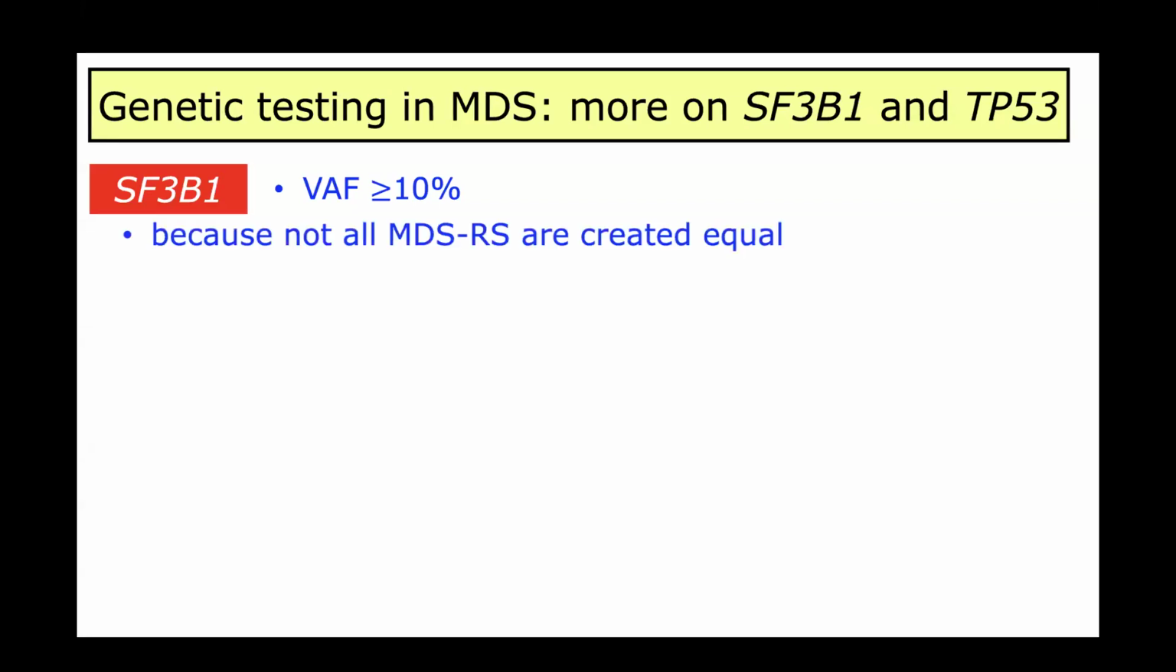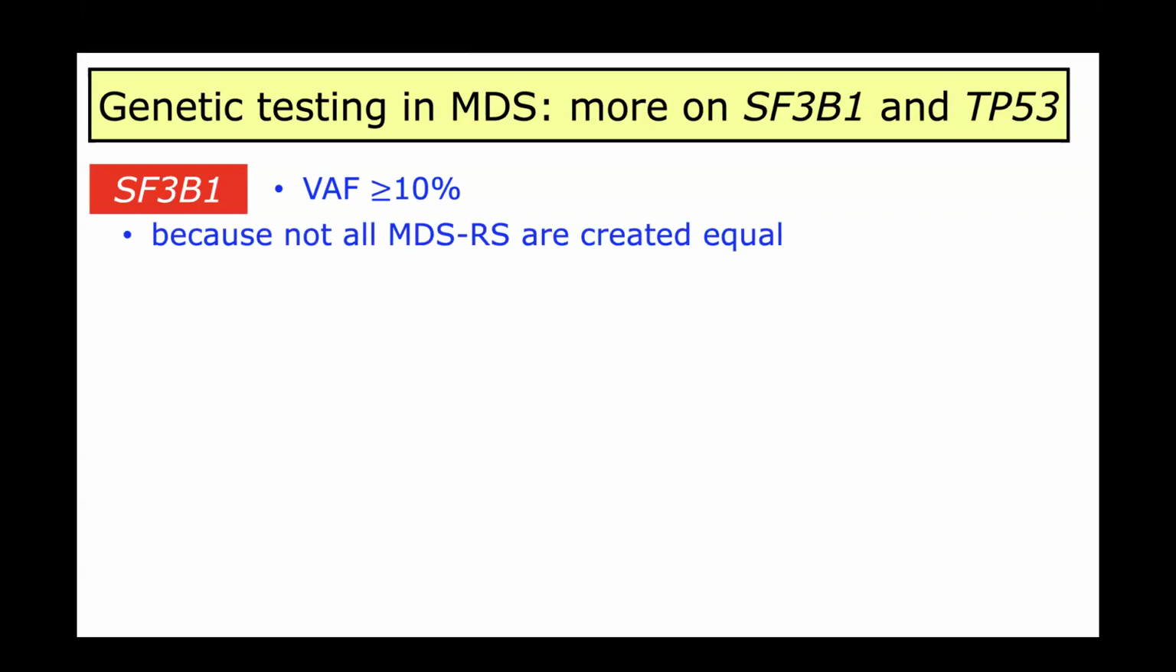A little bit more expanding on SF3B1 and TP53. SF3B1, to be included as a criterion for diagnosing MDS, must have a variant allelic frequency or fraction of greater than 10%, since SF3B1, as we'll see later, can also be a CHIP mutation in which the cutoff is 2%. So you need to have a fairly sizable representation of the SF3B1 clone to be included.